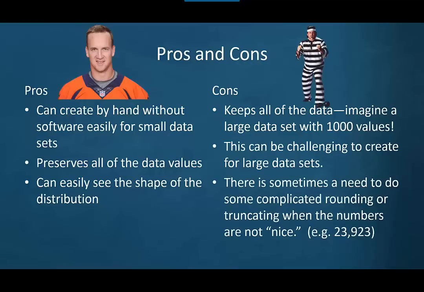Or if we have complicated rounding or truncating, the numbers aren't really nice. I gave you a pretty nice data set. It was just numbers like 85 and 92. Imagine a number like 23,923. How do we do this? Do we create a stem with 23,000, so it's just 23? It sort of depends on the range of the data. If my range is from 0 to 10,000, this is really tricky, right? It's hard to know how to split those up. Even software packages don't do a great job with that. So with complicated data sets, the stem and leaf plot is not the way to go.